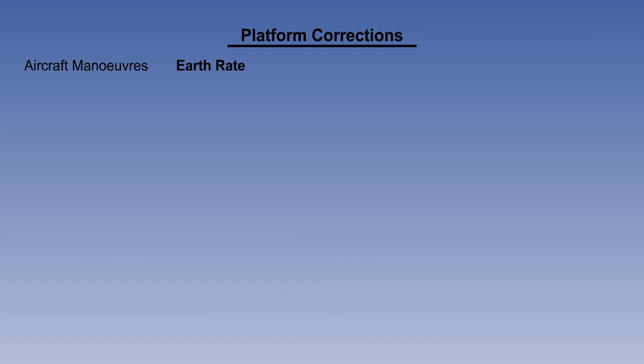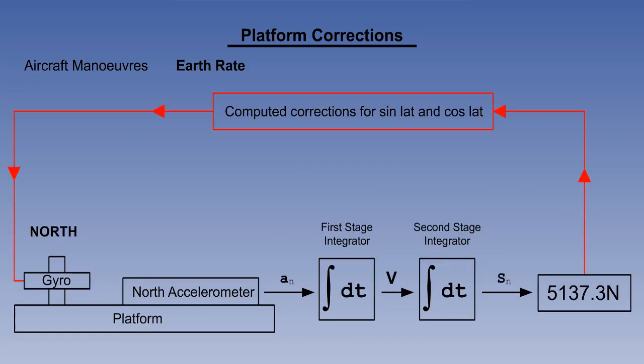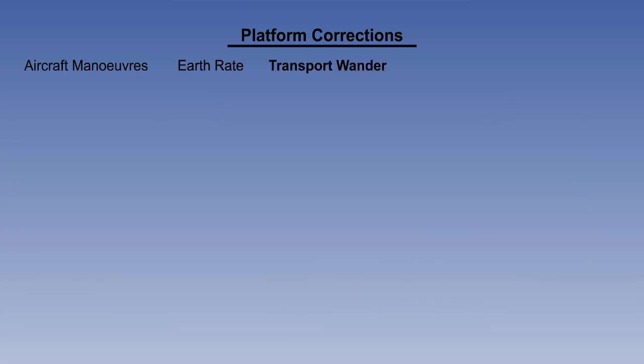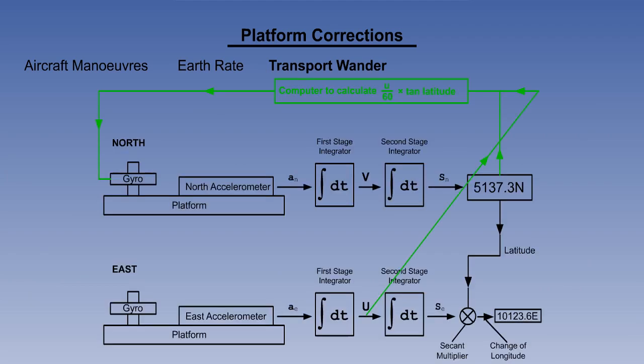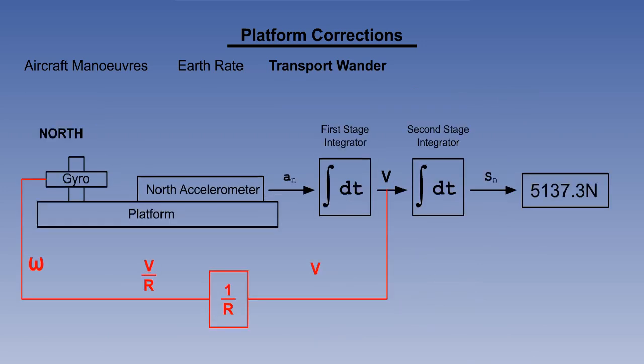Next is earth rate. The sine and cosine of latitude are continuously computed and fed back to the platform. There is transport wander. The horizontal component is corrected by continuously computing u over 60 tan latitude and feeding it back to the platform. And the vertical component is corrected by the v over r and the u over r feedback loops, otherwise known as Schuler tuning.